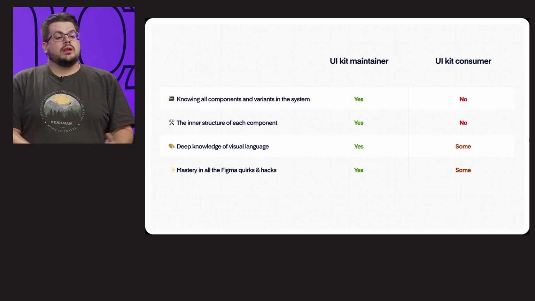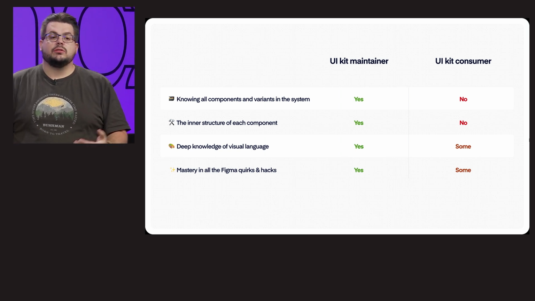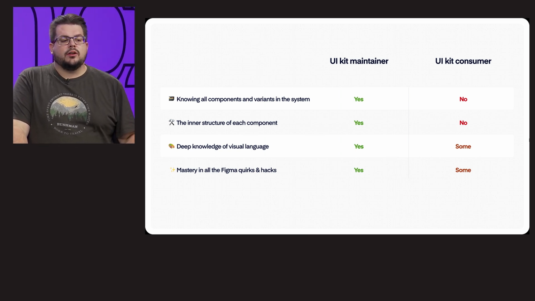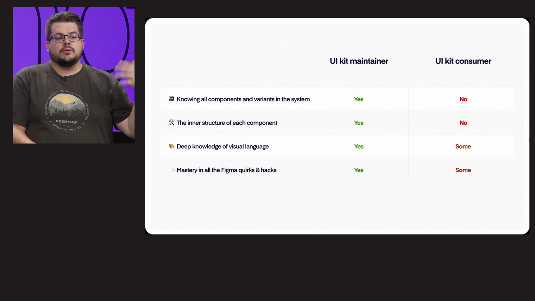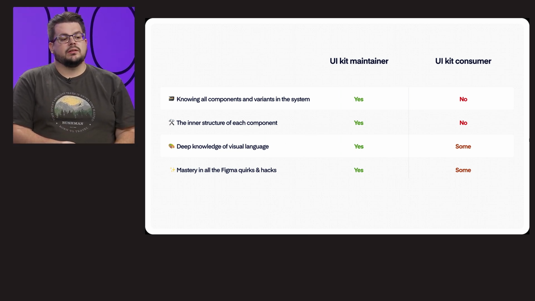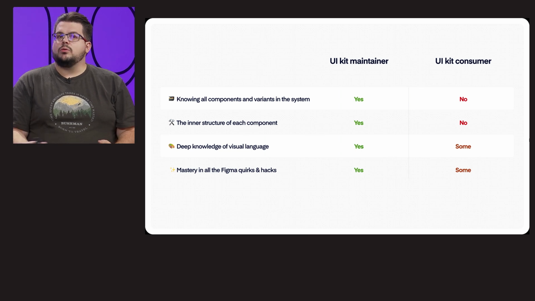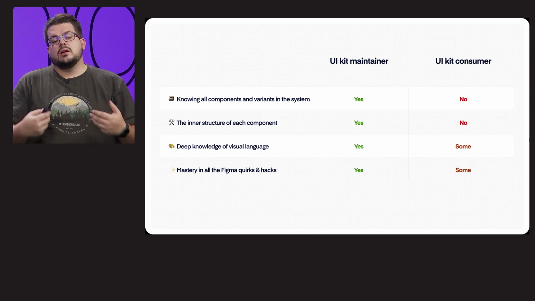So when I was thinking about what are some differences between what UI kit maintainers know or need and what UI kit consumers know or need, I defined a few aspects. It's about knowing all the components and variants in the system. Maintainers probably know all of these, consumers very possibly don't. The same applies to the inner structure of each component, how the layers are structured, how are the internal mechanics of each built component. Deep knowledge of visual language is another one. Not all UI kit consumers know how visual language works for the product they are working on. And last but not least, UI kit maintainers are very possibly more experienced with all the Figma quirks and hacks.